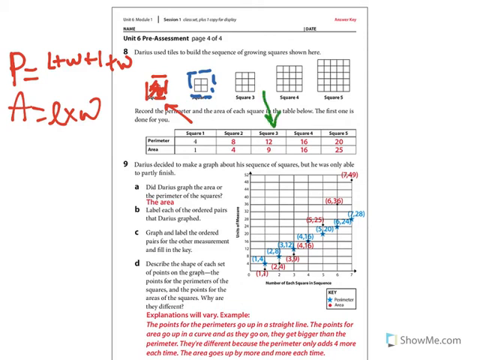So I would continue to do this, and you would see that square 3 is a perimeter of 12 and an area of 9. Square 4 is a perimeter of 16, an area of 16. And square 5 is a perimeter of 20 and an area of 25.